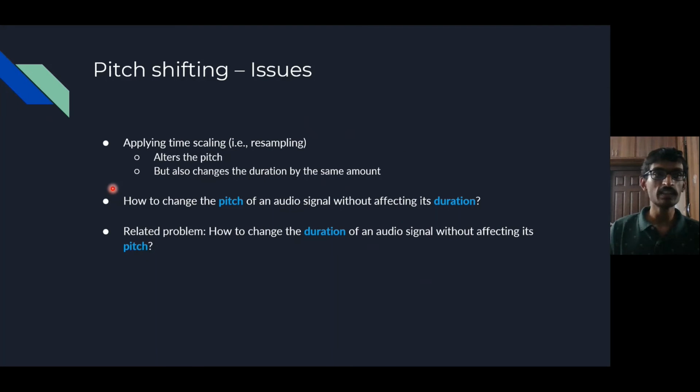So the most intuitive way of pitch shifting a signal is by time scaling it or resampling it in the case of discrete signals. While this does indeed alter the pitch, the issue is that it changes the duration of the signal also by the same amount. Recall that when you time scale a signal, it will get compressed or stretched, so the duration gets changed. So how do you change the pitch of an audio signal without affecting its duration?